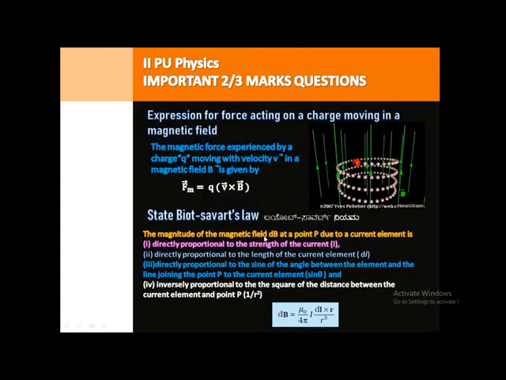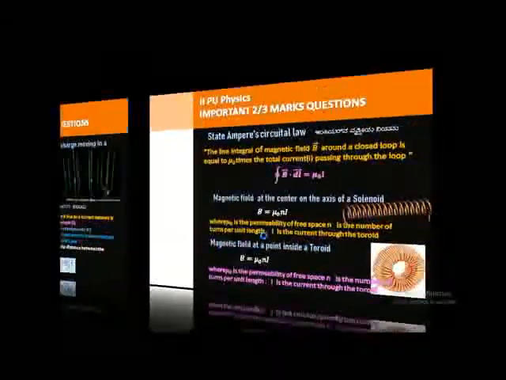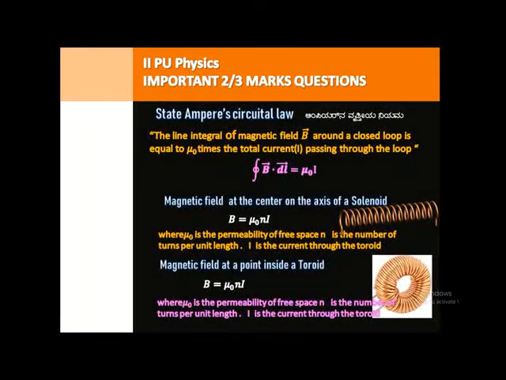Next, the Ampere Circuital Law. The statement is like this: the line integral of magnetic field B vector around a closed loop is equal to mu naught times the total current I passing through this loop. This is the statement of Ampere Circuital Law. Mathematical form: the line integral of B vector dot dl vector is equal to mu naught times I.